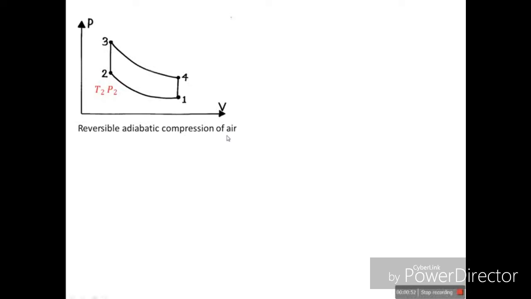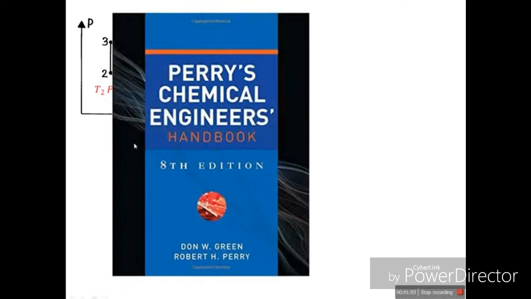In order to solve for T2 and P2, we need to use the relationship of pressure, temperature, and volume in an adiabatic reversible process. The equations to be used are from Perry's Chemical Engineering Handbook, 8th edition, page 10-44, equations 10-70 and 10-71. For computing the value of P2, we have the formula P2 over P1 is equal to the quantity V1 over V2 raised to K, wherein K is equal to Cp over Cv. Then, P2 is equal to P1 multiplied by the quantity V1 over V2 raised to K.